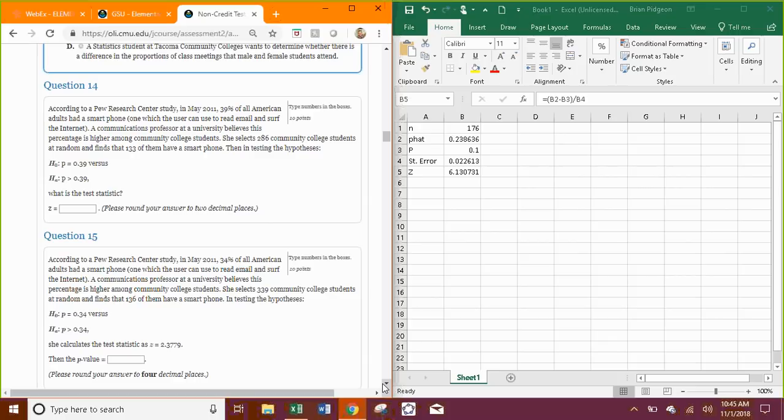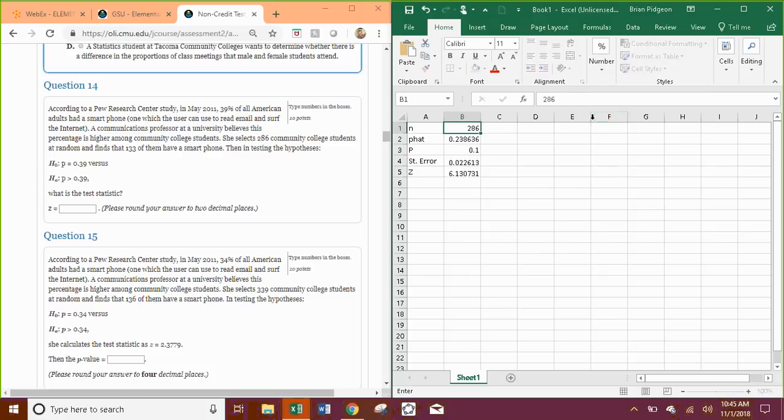According to the Pew Research Center study, in May 2011, 39% of all American adults had a smartphone, one which the user can use to read email and surf the internet. A communications professor thinks the proportion is higher. She selects 286 community college students and finds that 133 have a smartphone. So we have everything typed in before, so we're just going to do the same thing. N is 286. Our p-hat then is 133 out of 286. Our null hypothesis now is 0.39. And then everything should now be the same.